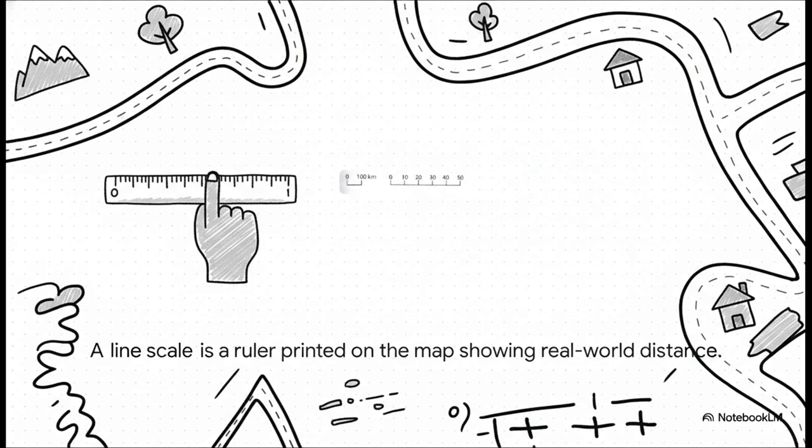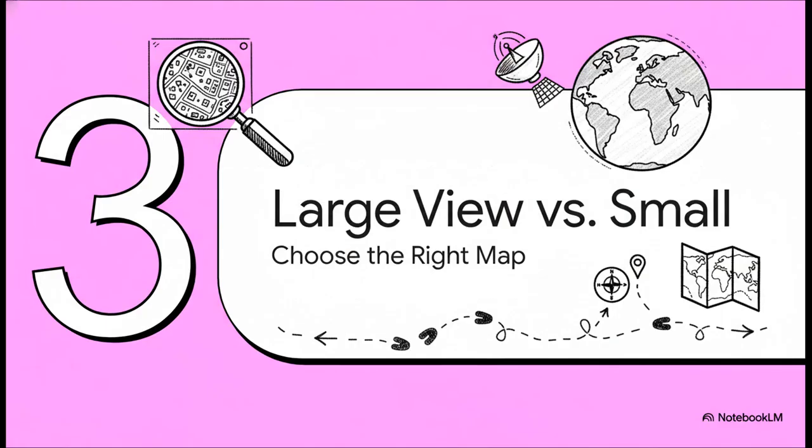And finally, there's the line scale. Some people call it a bar scale. This one is your best friend when you're actually using the map. It is literally a ruler printed right on the page. You can just take out your own ruler, measure a piece of the bar, and it will tell you exactly what that distance is in the real world. Super practical.